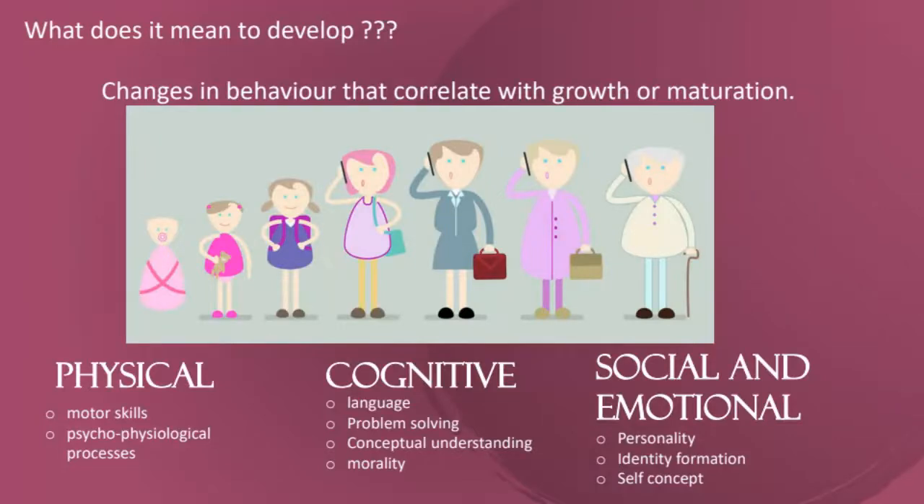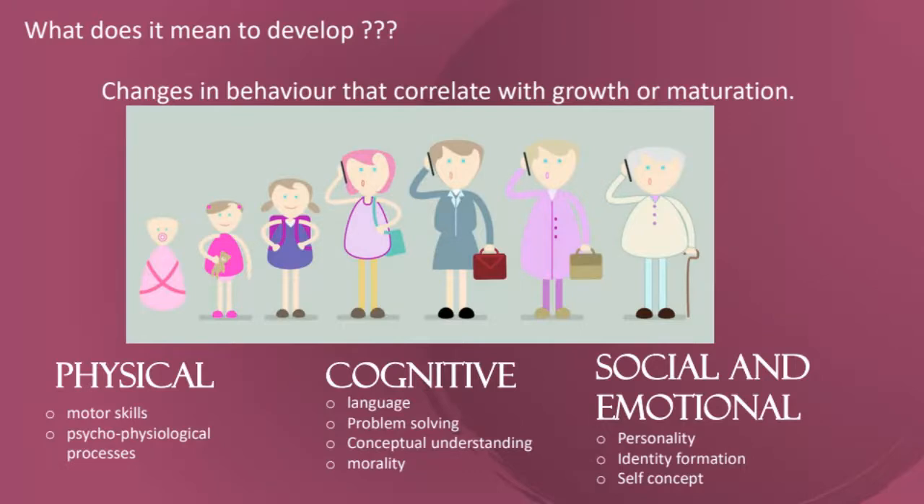So when we talk about development, we look at it in different sections. We look firstly at physical development, which is especially relevant in children, which looks at their motor skills development and various psychophysiological processes. Cognitive development, especially as well, is around language, problem solving, conceptual understanding, even morality, and social emotional development. So how does our personality develop? How do we develop identities? And how do we develop our self-concept and how we think about ourselves? So when we look at developmental psychology, we don't just look at it around thinking. We have to take into account physical changes, cognitive changes, as well as social and emotional changes that take place over our lifespan.